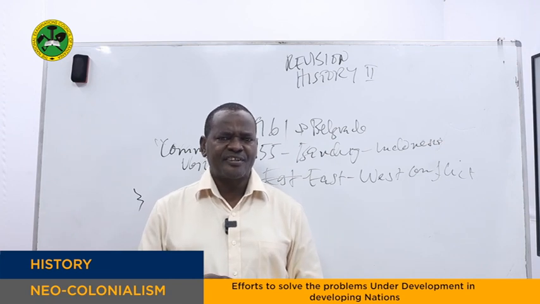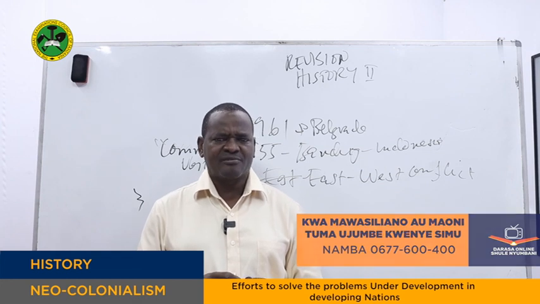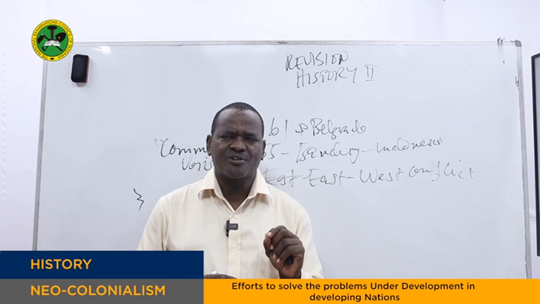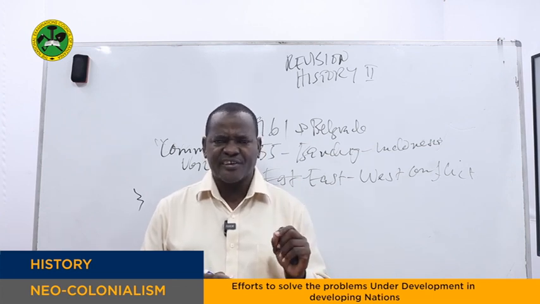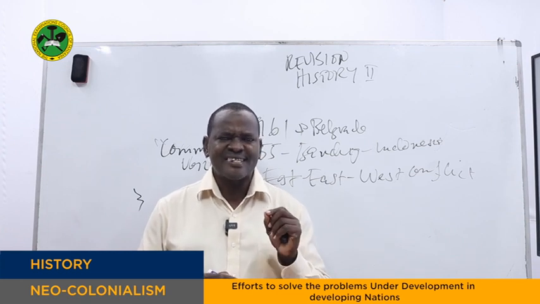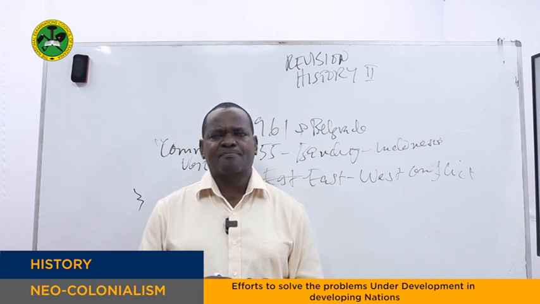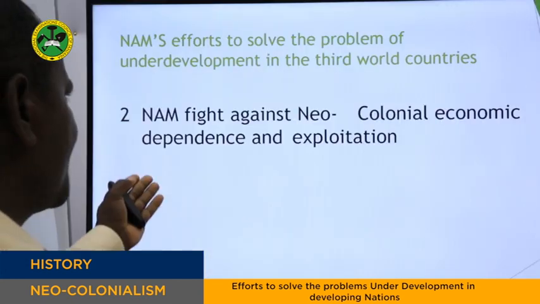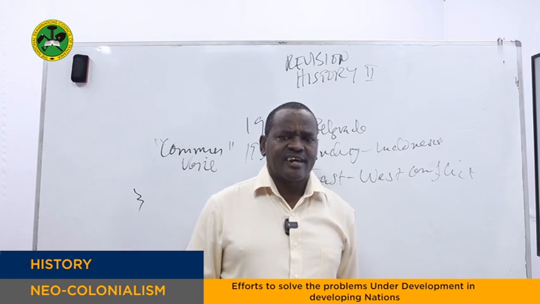And we are going to see this in detail. Among the things proposed by various leaders, including Fidel Castro, was a call for total disengagement between the northern countries and the southern countries, the developed countries and developing countries. Because in that relationship, there is nothing third world countries get but exploitation. They are exploited by the developed countries. So among the things they wanted to do was to fight against neo-colonial economic dependence and exploitation.